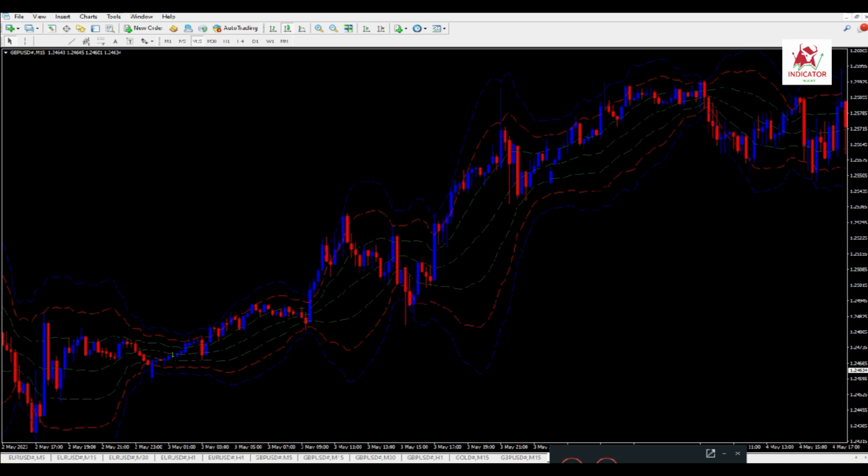How do you use an RSX indicator? The indicator values range from 0 to 100. When the indicator line falls below the 20 level, it is an oversold area, while above 80 represents an overbought area.